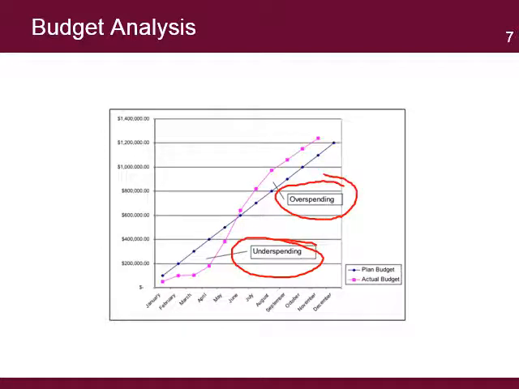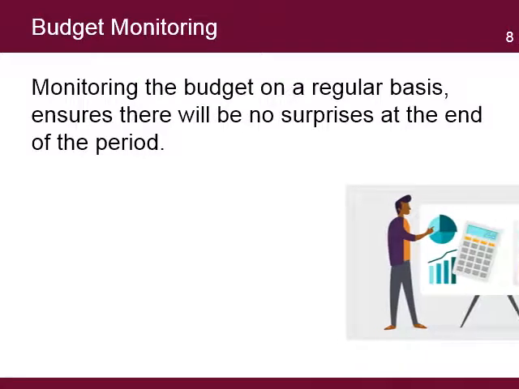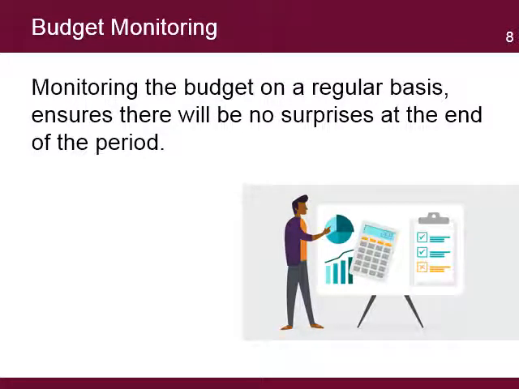Overspending is when the project is using funds faster than originally planned, which can cause cash flow problems. It is a good practice to evaluate the budget performance on a regular basis to determine if the project is on track and whether its financial resources are being used accordingly.